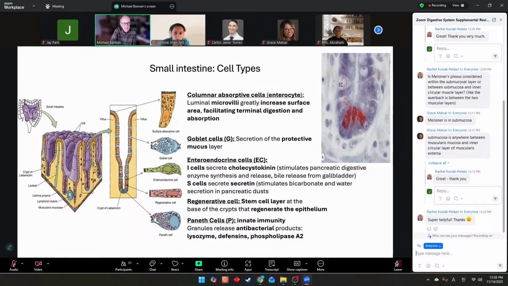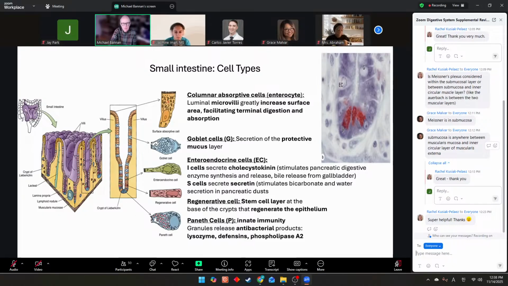We call the finger-like structure the villi, but where the epithelium turns down into the lamina propria, we call that segment the crypt. So the small intestinal mucosa is composed of villi and underlying crypts. The crypts have an eponym, Lieberkühn, the crypts of Lieberkühn. Now let's talk about the constituent cell types in the small intestinal mucosa.